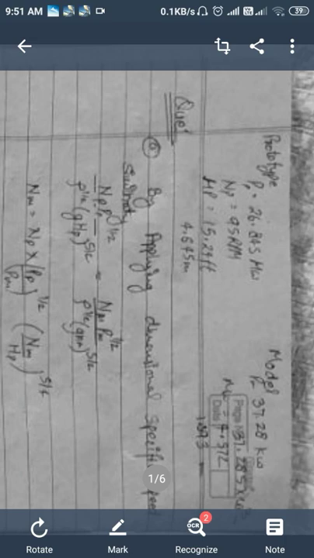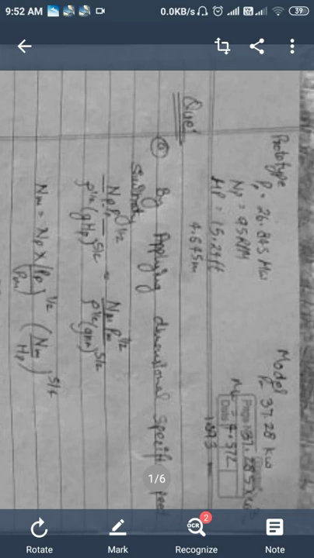Question number 1: A hydraulic turbine is designed to produce 26.845 megawatt at 95 rpm under 15.24 feet of head. Laboratory facilities are available to provide 4.572 feet of head and absorb 37.285 kilowatt of the model turbine. Determine the appropriate model test speed, the scale ratio, and the volume flow rate, assuming a model efficiency of 86%. And for this question, this is the solution.